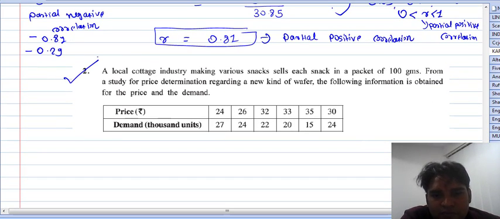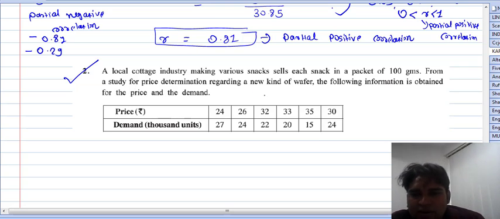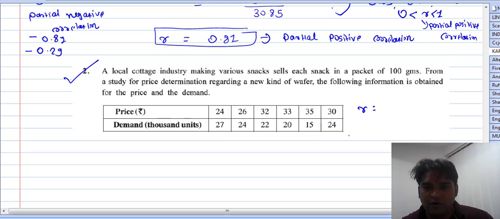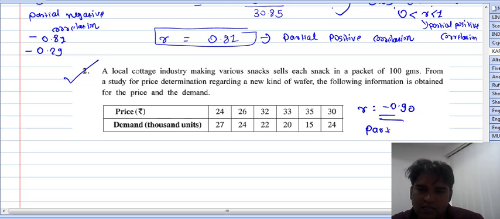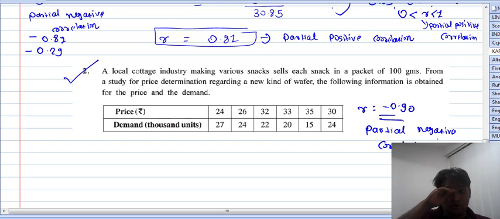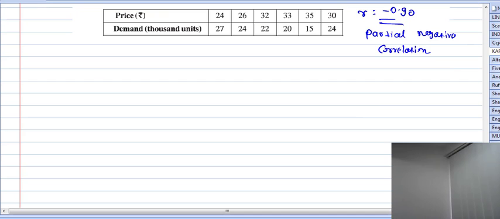Now you have to solve this on your own, right? And I will give the answer for this question: it is -0.9. That means partial negative correlation, right? You have to solve this on your own.